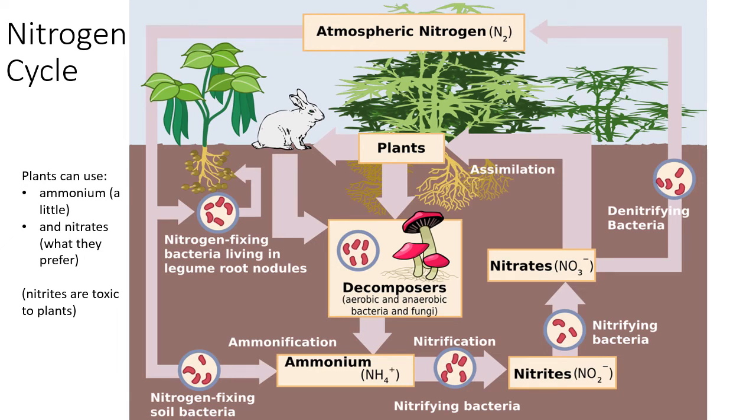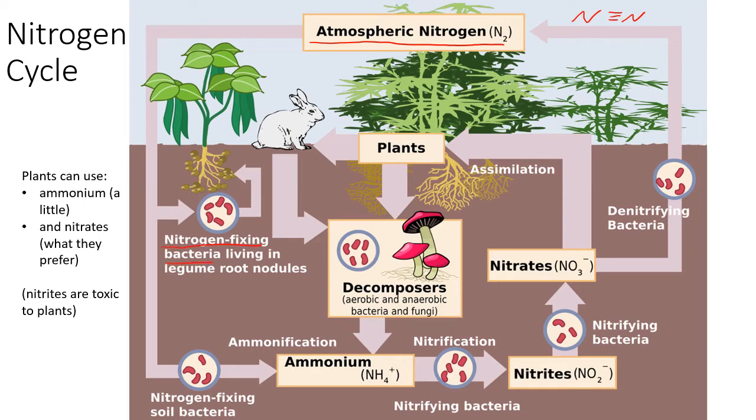So where we're going to start is in the atmosphere. Nitrogen gas is diatomic nitrogen, two nitrogen atoms with a triple bond holding them together. That triple bond is extremely strong, and it is very difficult, if not impossible, for most organisms to break. Plants, animals cannot do anything with that. Fungi can't do anything with atmospheric nitrogen. The only organisms that can do anything with atmospheric nitrogen are what we call nitrogen-fixing bacteria.